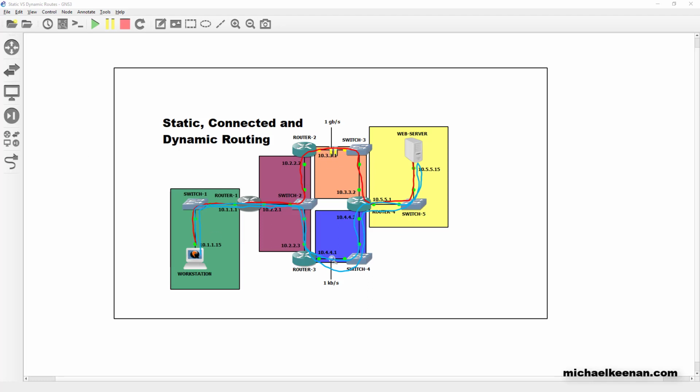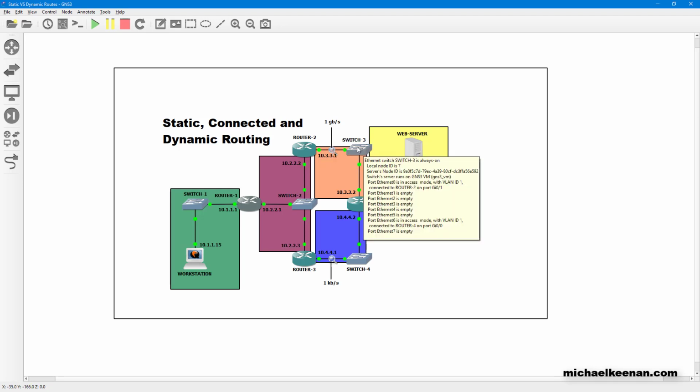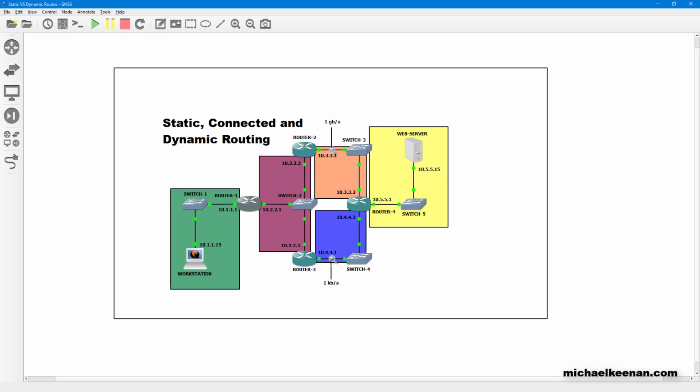But what happens if we were to take this, turn the link back on? The packets will start to go the way that they're supposed to go, the faster route after it reconverges. But say that we added a static route. What do you think would happen?